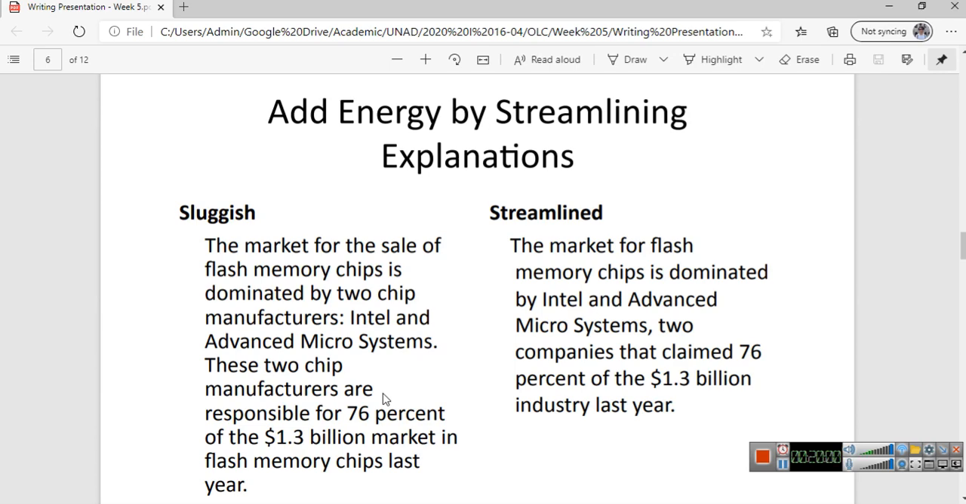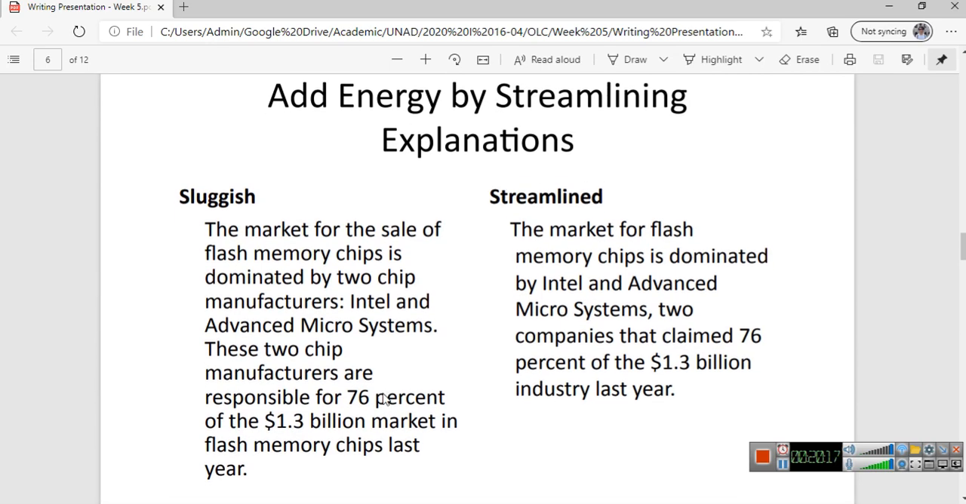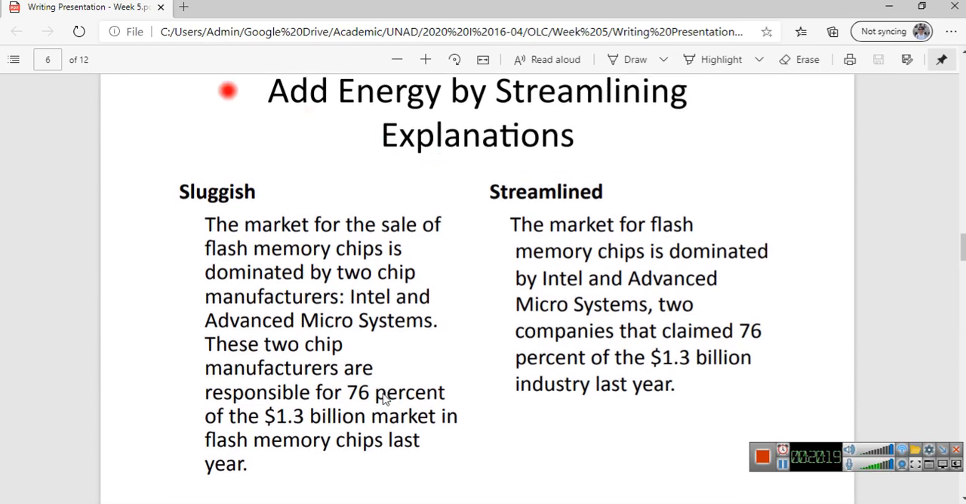Streamlined: The market for flash memory chips is dominated by Intel and Advanced Microsystems, two companies that claim 76% of the $1.3 billion industry last year. Very well, thank you. Now, Viviana, please read the sluggish paragraph.